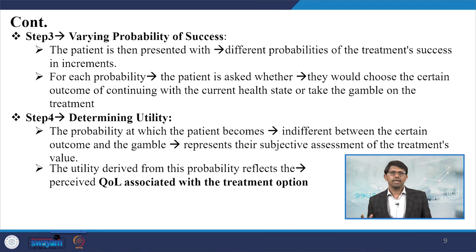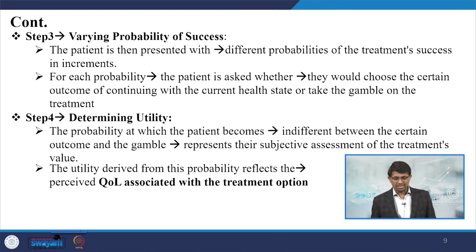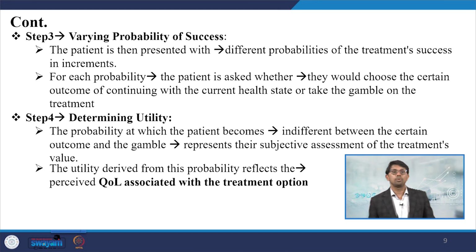So, the fourth step is all about determining the utility. The probability at which the patient becomes indifferent between the certain outcome and the gamble represents their subjective assessment of the treatment's value. The utility derived from this probability reflects the perceived quality of life associated with the treatment options, which we already discussed.